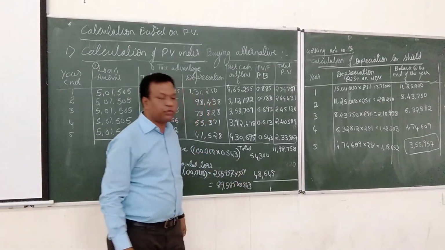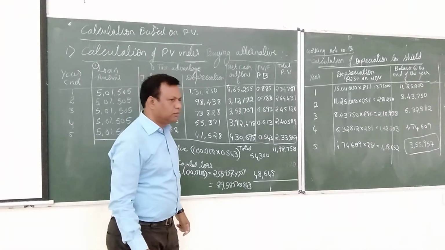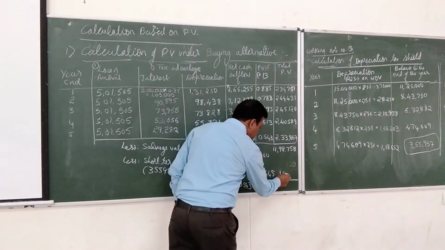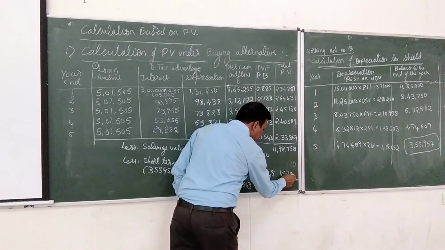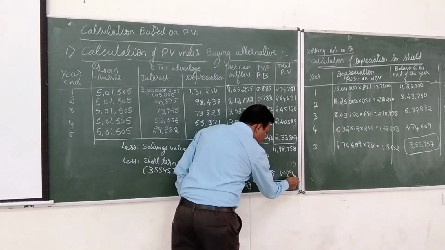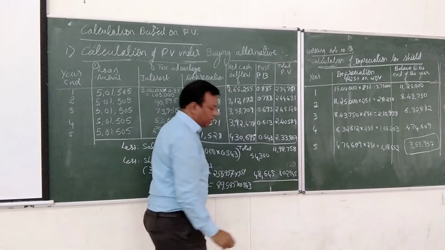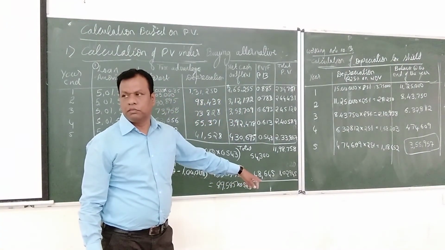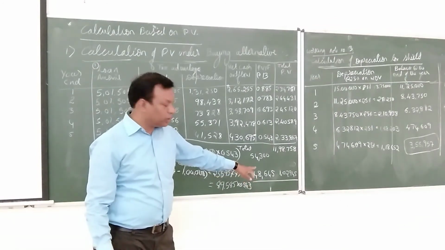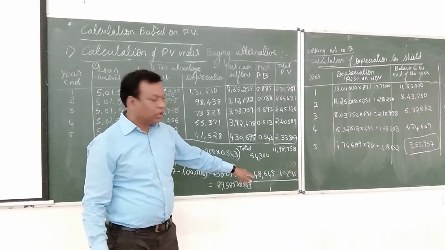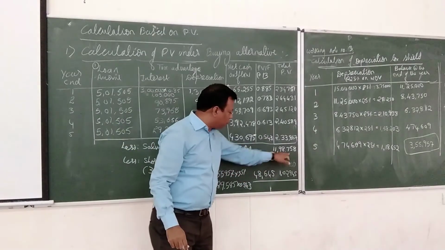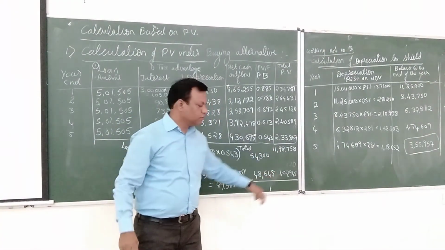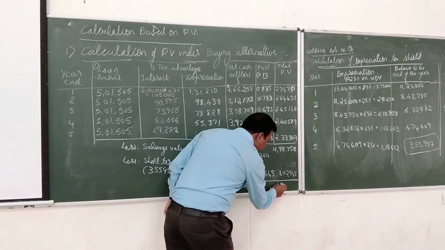Now add this: 54,300 plus 48,645. How much do you get? 1,02,945. Okay. So now 11,98,758 less this amount comes to 10 lakh.